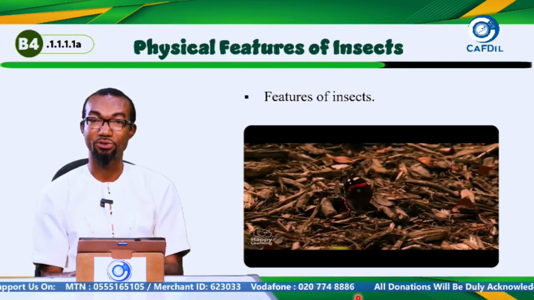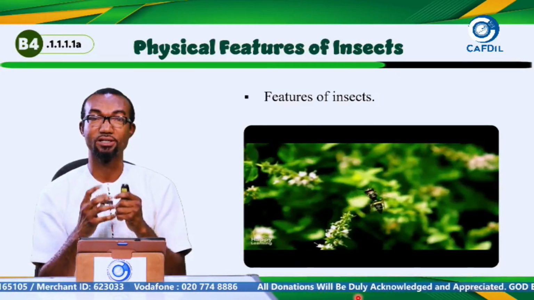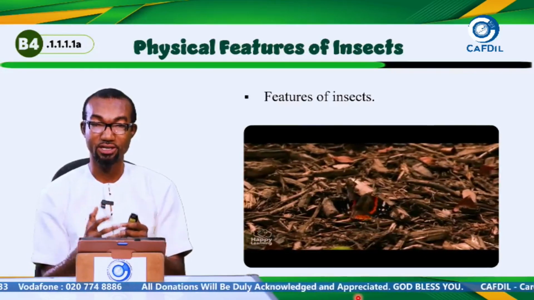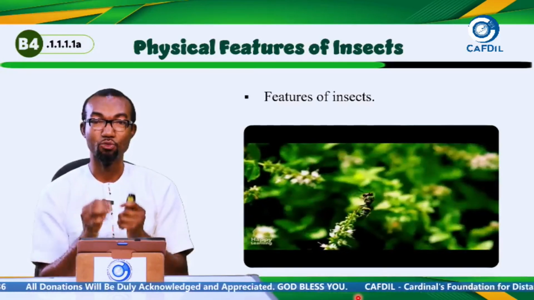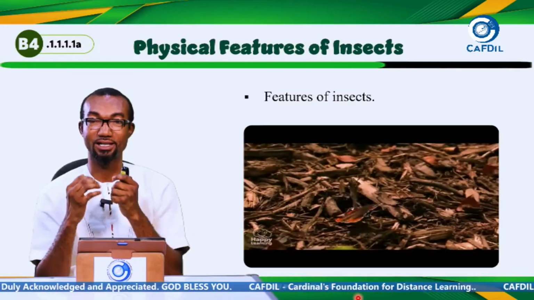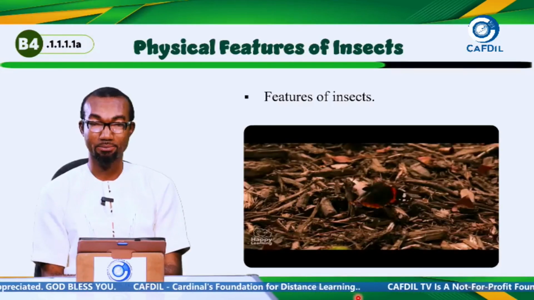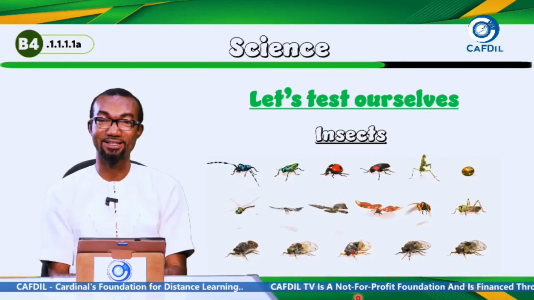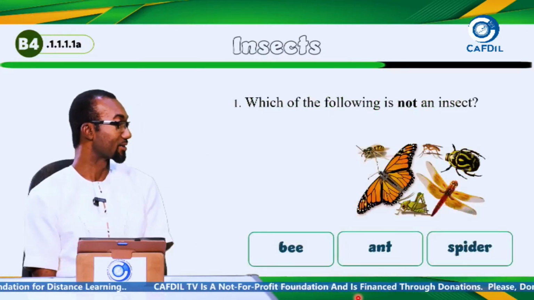Another feature we looked at is that some insects have wings and they use their wings to fly. Example is the housefly, the butterfly, the bee. Some insects too do not have legs. They move by crawling. Example is the ant, example is the louse, and another example we looked at is some termites.